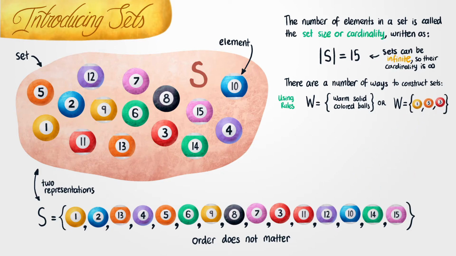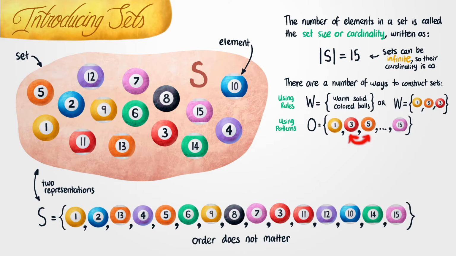Now, aside from using rules, we can also use patterns to help us build up a set. So for example, it is possible to build a set that contains all of the balls that have an odd number printed on them. Now, you probably noticed that I swapped the 3 and the 5 while I was making this set.